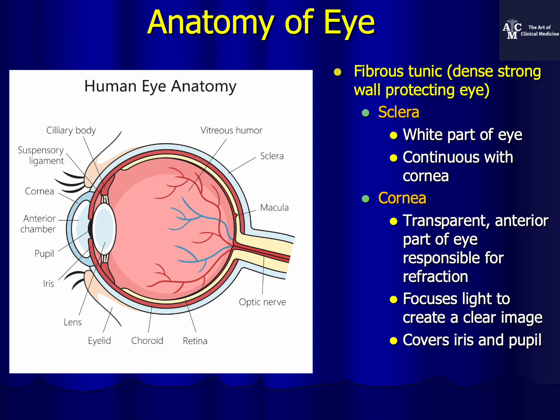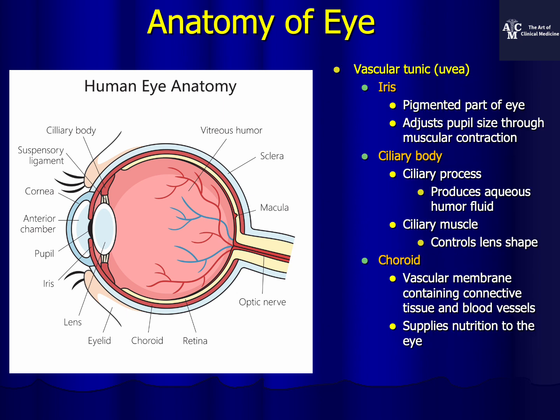The eye has a fibrous tunic. It's a very dense wall that's protecting the eye, and this is made up of two layers: the sclera, which is the white part of the eye, and then it's continuous with the cornea, which is transparent, and it's also the anterior part of the eye responsible for refraction. The main job of the cornea is to focus that light to create a clear image. It also covers the iris and the pupil.